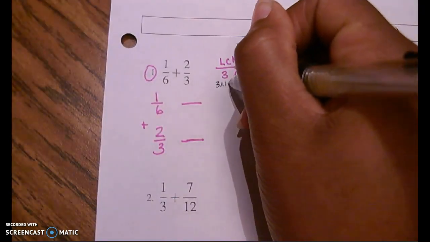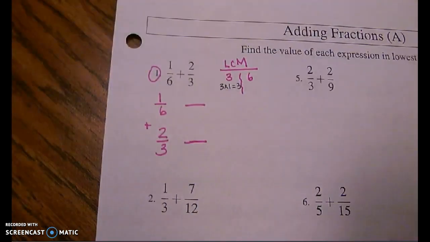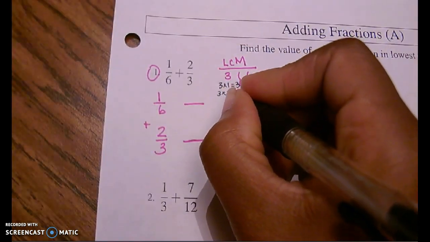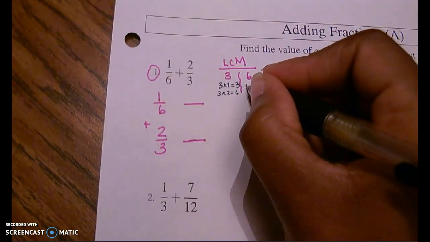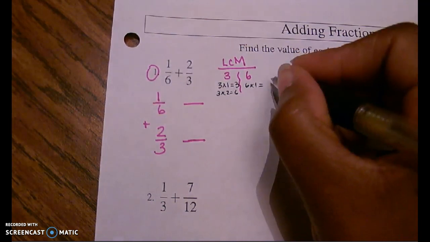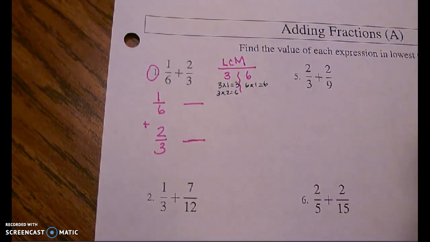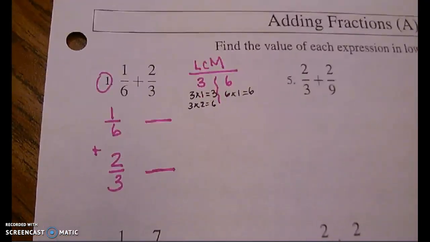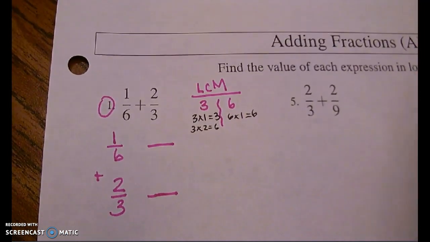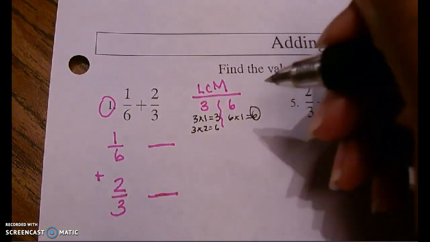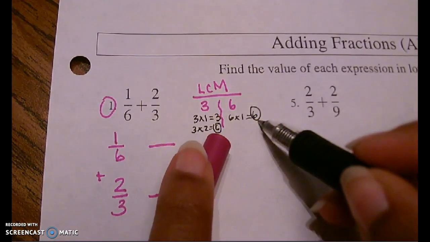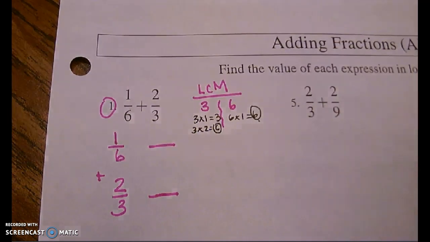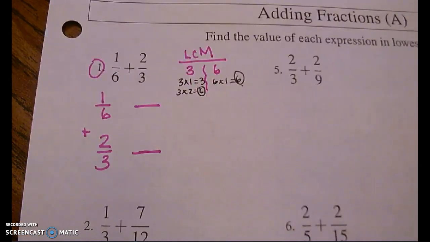3 times 1 is 3. 3 times 2 is 6. Okay? I know that 6 times 1 is 6. So my least common multiple is going to be what? 6. Okay? These are the two multiples that are in common between 3 and 6. So that means that my new denominator is going to be 6.